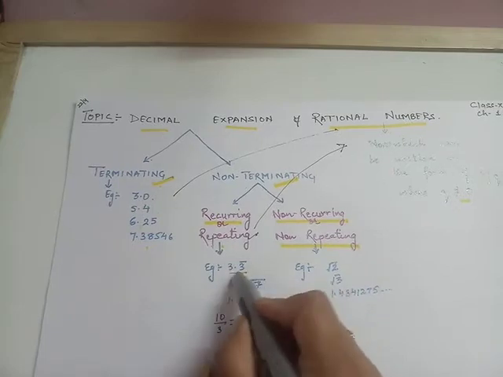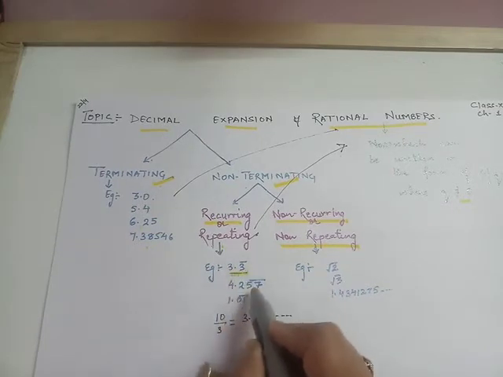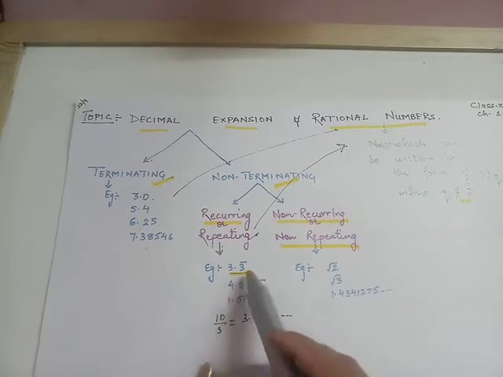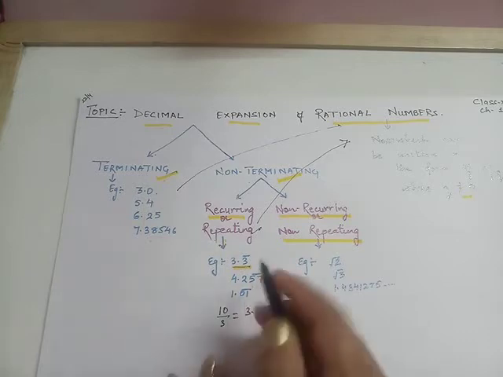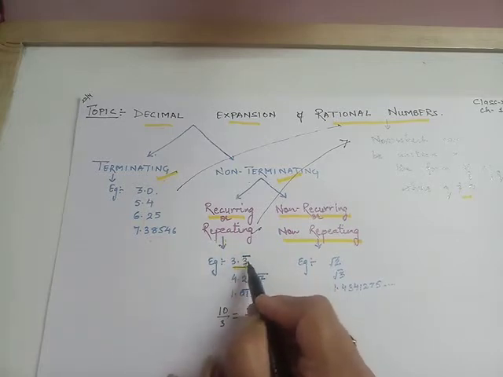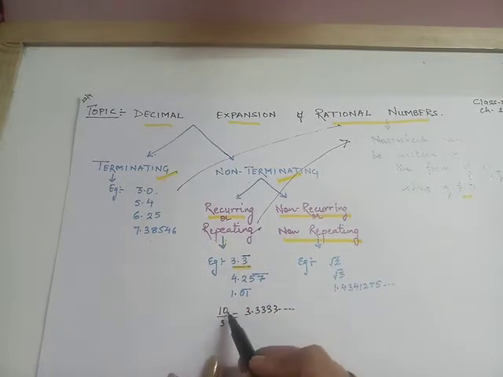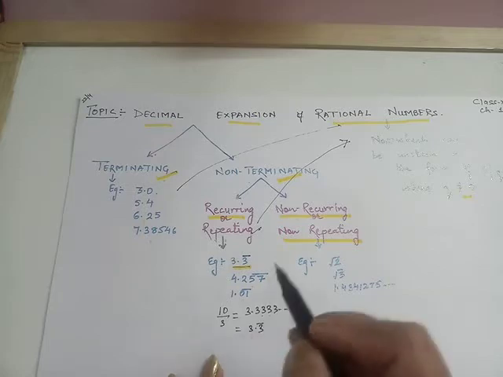Recurring means in which a particular digit or a set of digits keep on repeating. Like for example, if I have taken this 3.3, okay, 3.3 bar. Bar means repeating. So it's like when we divide 10 by 3, we get 3.3333 and so on, and this can be written as 3.3 bar.